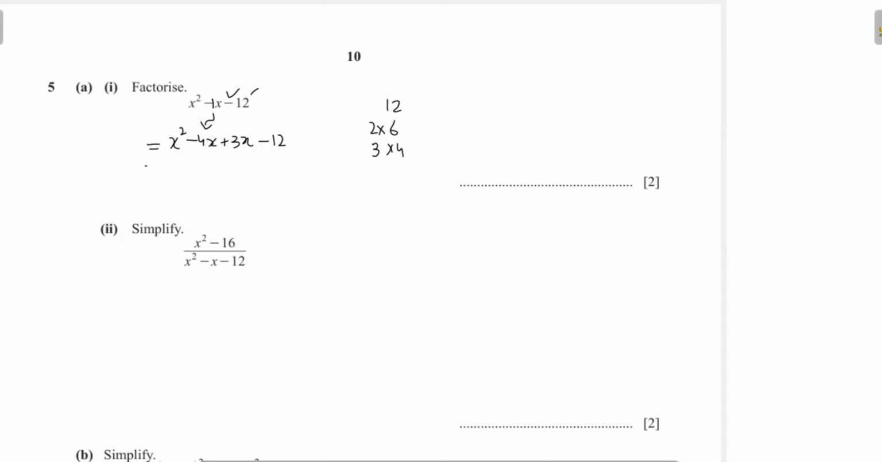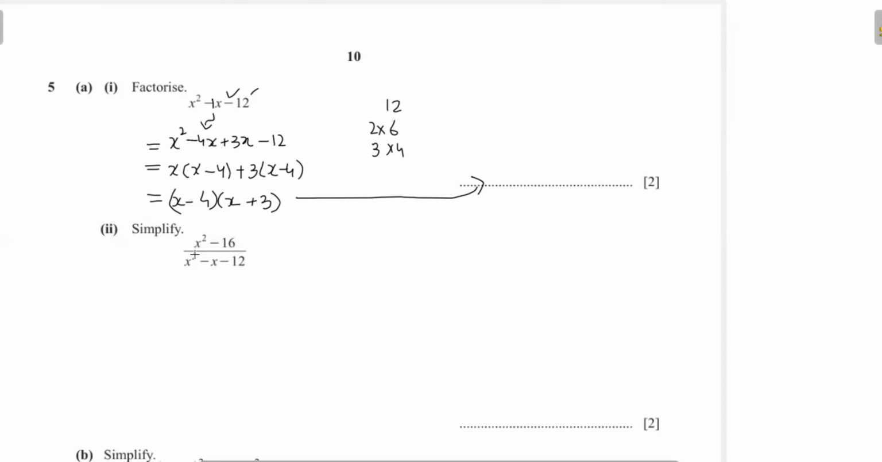Now next we will take the common between the first two values, that is x, and this expression becomes x minus 4. For the next two values, the common factor here is 3, therefore we can write x minus 3 into x minus 4. We can write this x minus 4 as a common factor, the remaining value is x plus 3, and this is the factorization of the given expression.